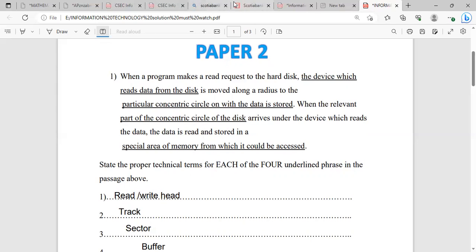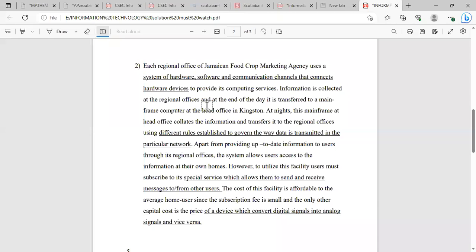All right, so welcome back to question 2. Let's read. You can read along, guys. Each regional office of Jamaica Food Crop Marketing Agency uses a system of hardware, software, and communication channels that connects hardware devices to provide its computing services.